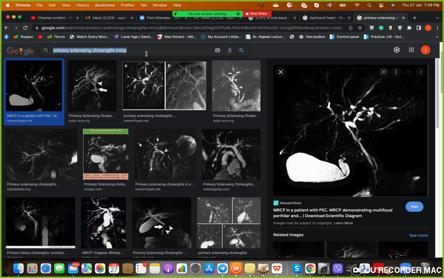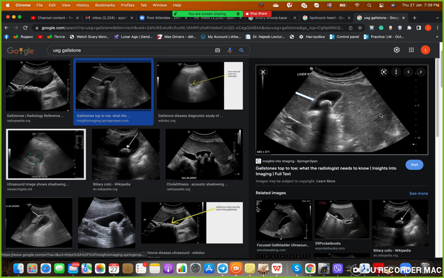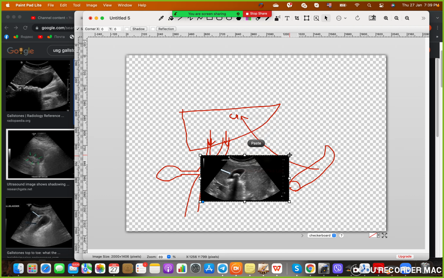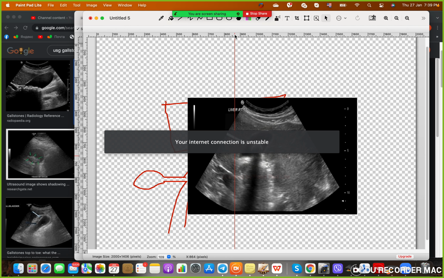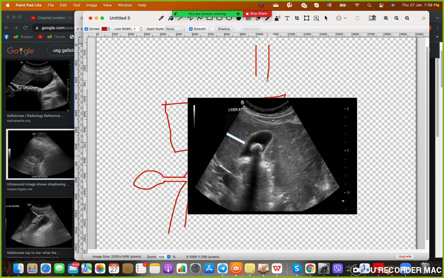Now you need to know how the ultrasound of gallstones looks, and you need to be able to diagnose it from the ultrasound. Let's try to understand what an ultrasound is, how we do the test, and what it even means. First of all, the ultrasound machine is put in here. This is the probe, and you are looking like this.